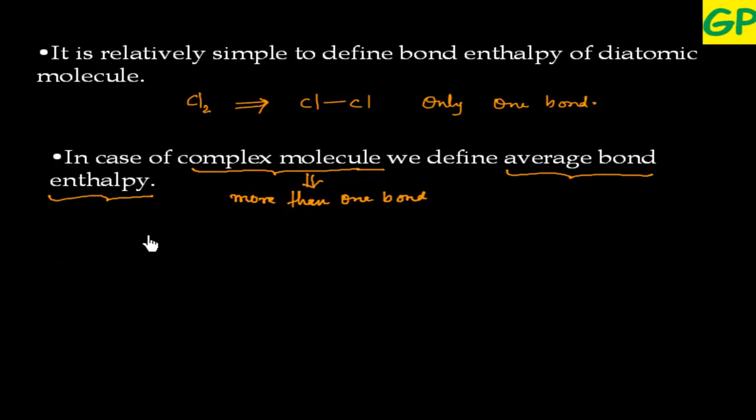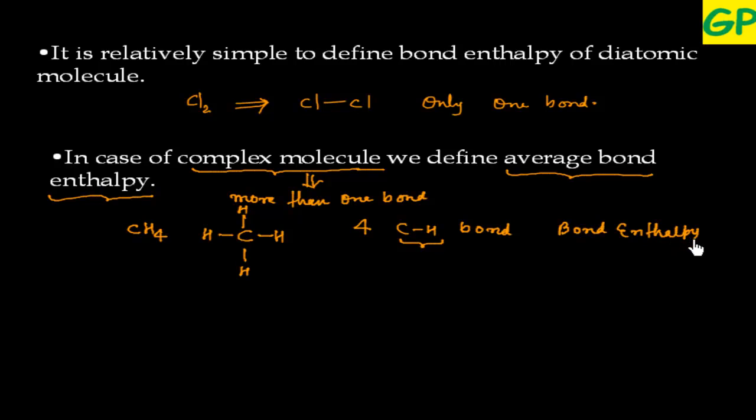Let us say, for example, we have a CH4 molecule, and if I write the Lewis dot structure for CH4, we have this molecule. Now we have 4 C-H bonds. I am interested in the bond energy or bond enthalpy of the C-H bond. So how can we do this?